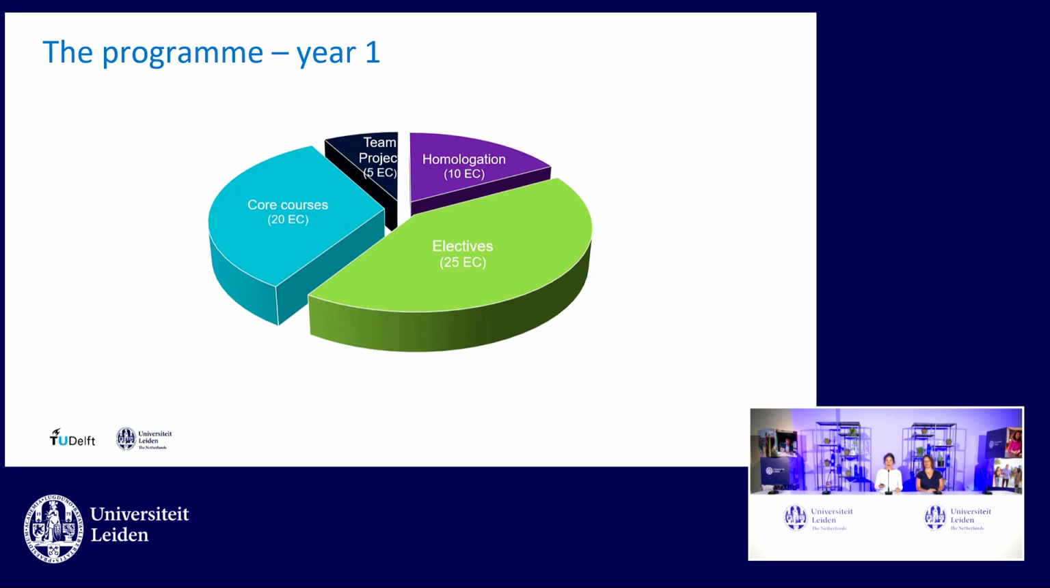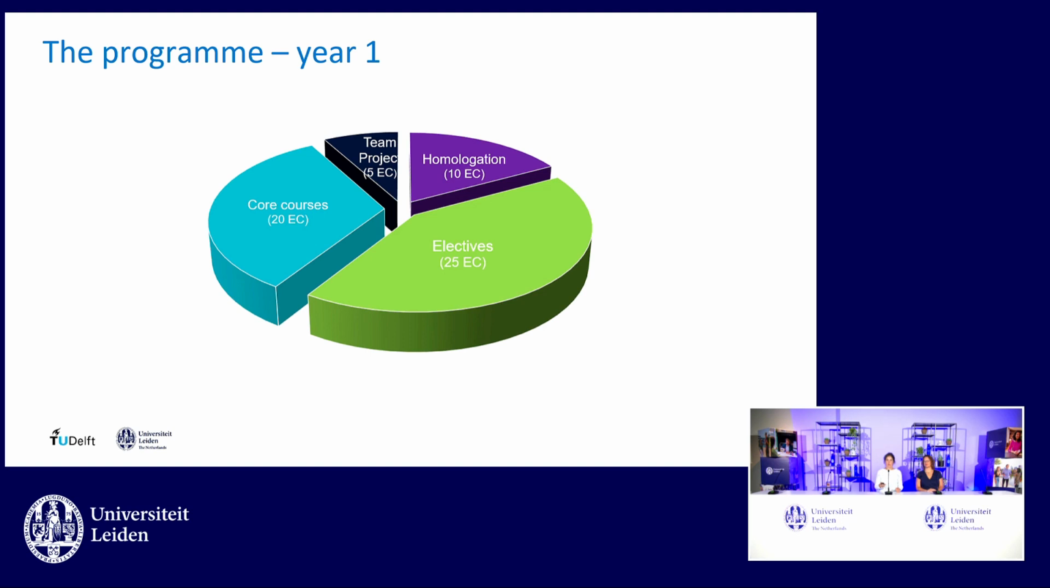So let's look a little bit more in detail at the 2 years. Here you see a pie chart of the first year. Again, the color coding is the same. So there's a purple block that is called homologation. I'll explain what that is in a minute.